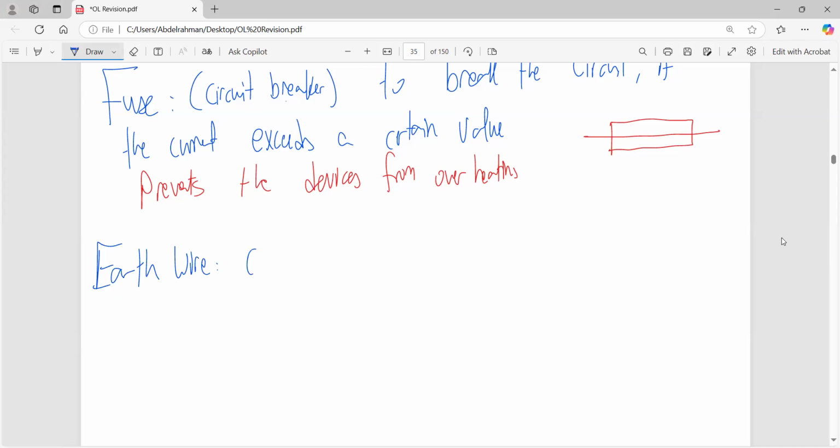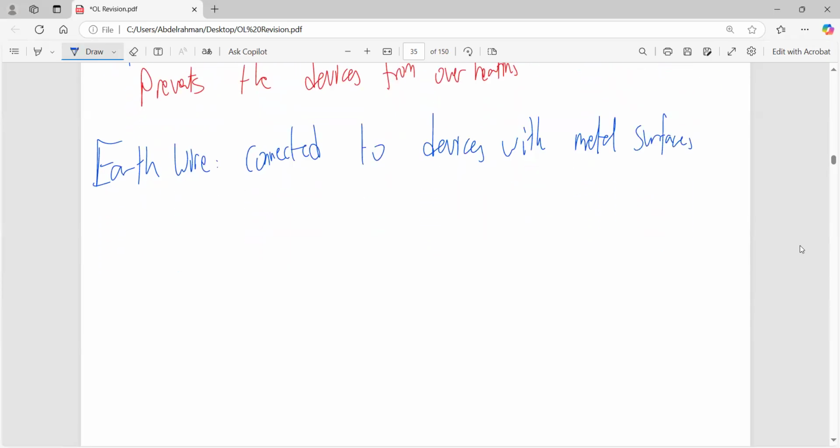Okay, connected to a metal surface. Connected to devices with metal surfaces. Why would they be connected to devices with metal surfaces?